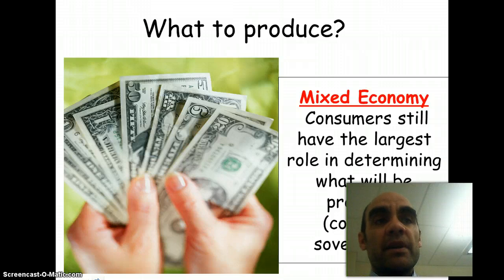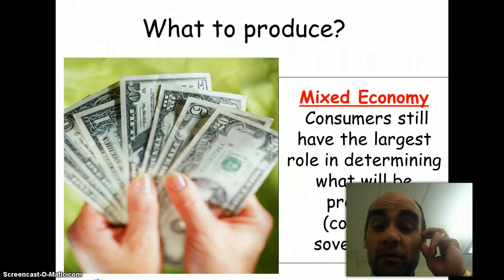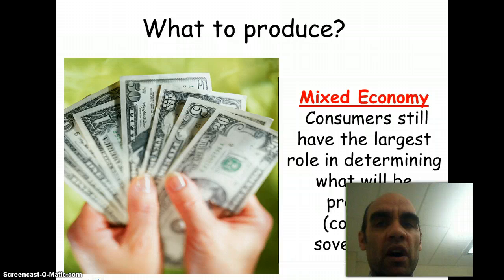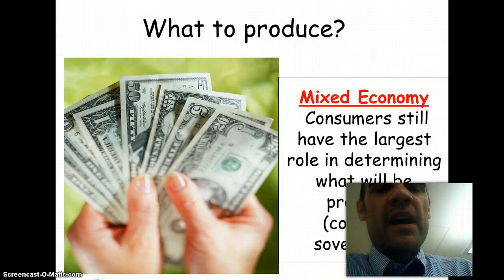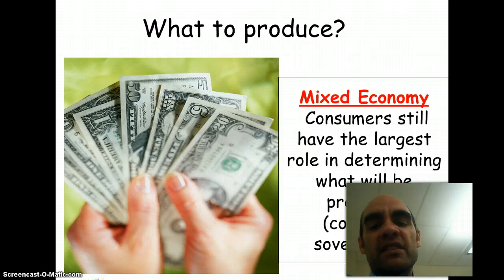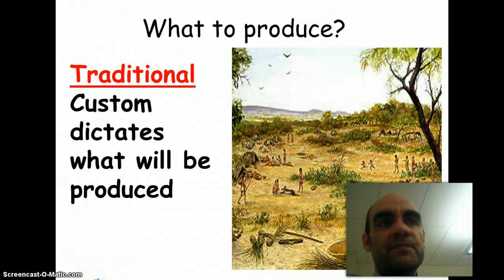In a mixed economy, again, you as a consumer have the largest role in determining what will be produced. The government really doesn't play much of a role in what companies are going to produce. They might make laws and regulations about them, but they really don't have any say in what a company is going to produce. In a traditional economy, it's custom. My family's always made these baskets. My family's always farmed. So that's what I'm going to produce.